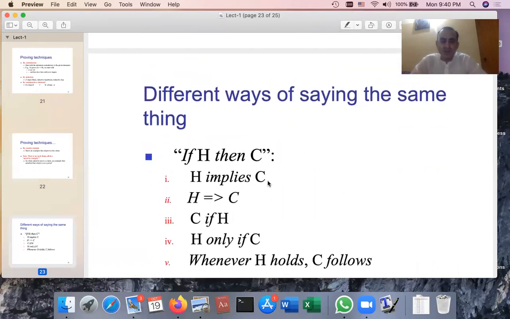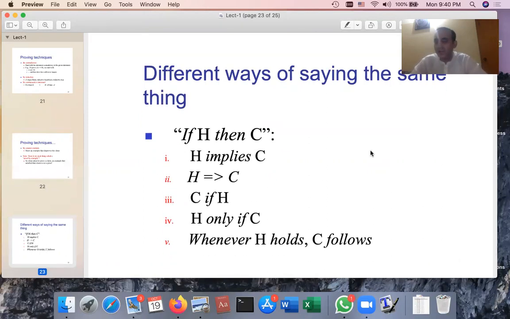These are very much fundamental things that you have already seen in other courses like discrete structures. This slide is saying that if you have a statement like "if H then C," which is H implies C, you can write it as H arrow C or H implies C. Or you can also rephrase it as "C if H."